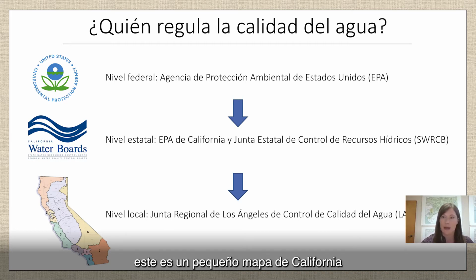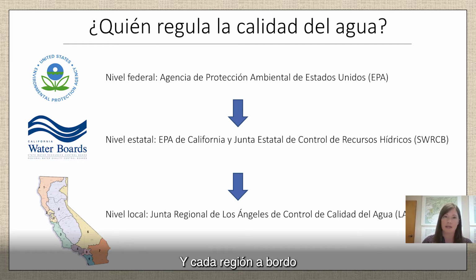And this is kind of a small map of California here, but I wanted to point out the region in which Ventura County is located. And that's this purple region down here, which includes Ventura County to the west and Los Angeles County to the east, all within the same region, which is called the Los Angeles region, or Region 4.